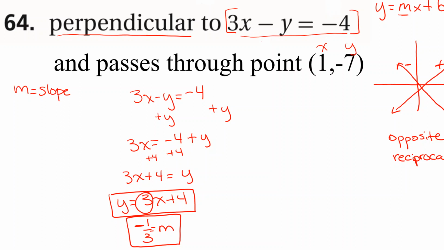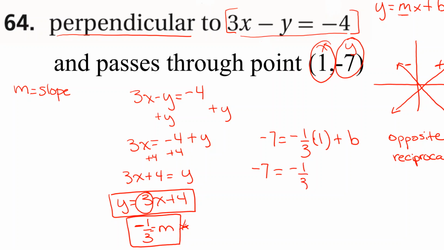Now I have 4 variables and I know what 3 of them are. I just need to solve for b. So I'm going to choose my y right here. I'm going to say negative 7 equals m. My new m is right here, which is negative 1/3. X, I have an x right here, which is 1, plus b. So I still need to find that b. So I have negative 7 equals negative 1/3 times 1, which is negative 1/3, plus b.